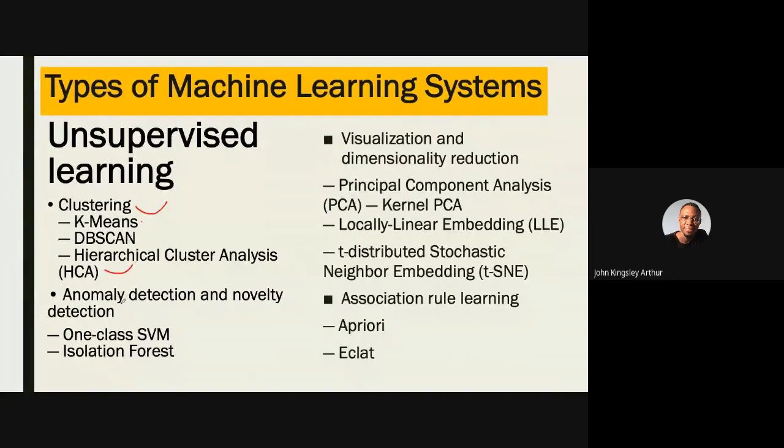And then we have some other forms that are meant for anomaly detection and novelty detection, which are the one-class SVM and the isolation forest. For visualization and dimensionality reduction, under that we have PCA, LLE, and t-SNE. And then we also have those used to mine association rules. All of these are unsupervised learning algorithms.